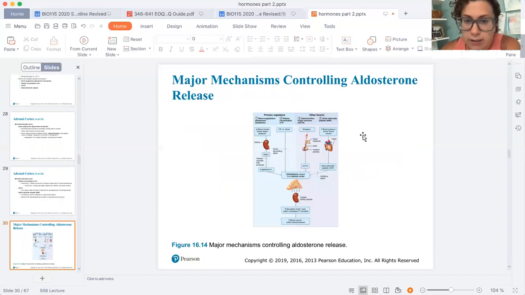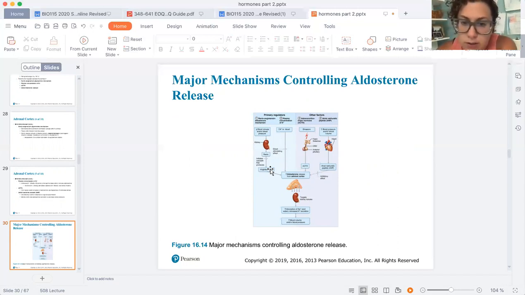So taking a look here, how everything works for blood pressure and aldosterone release. The main thing is that we're experiencing a decrease in blood volume and blood pressure has gone down. So the kidneys secrete renin. Renin is going to go to the lungs to help stimulate angiotensin 1 to be converted to angiotensin 2.